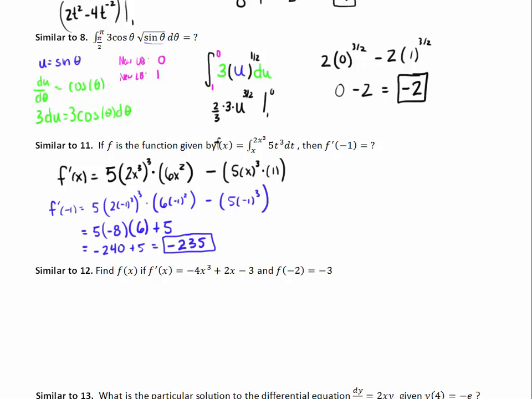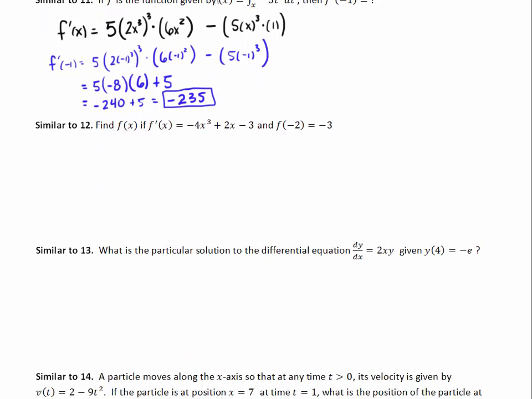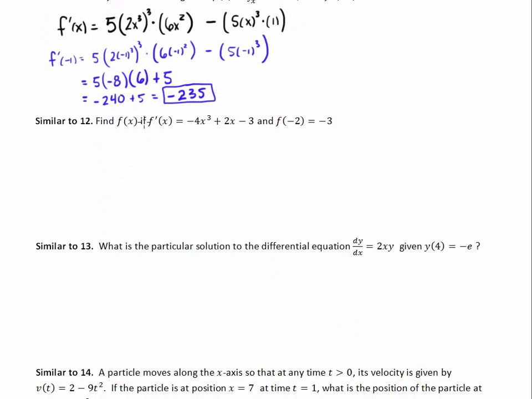All right, let's see what we got here. Question number 12, or one similar to question number 12. Find f if f prime is equal to this, and we know this. So we're looking for the particular solution for f. So what we're going to be doing is the antiderivative of those things. So the antiderivative of f prime is going to be f of x. Antiderivative of negative 4x cubed is going to be negative x to the 4th. Antiderivative of that's going to be plus x squared minus 3x plus c.